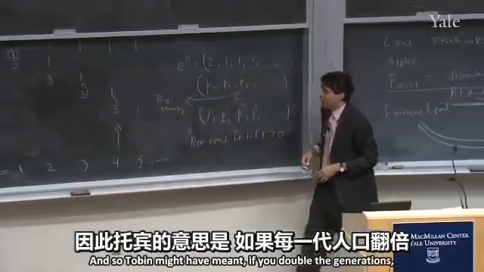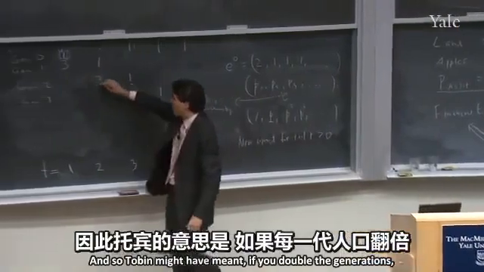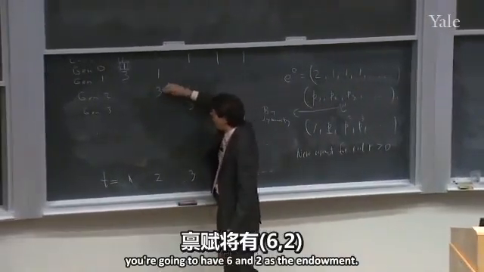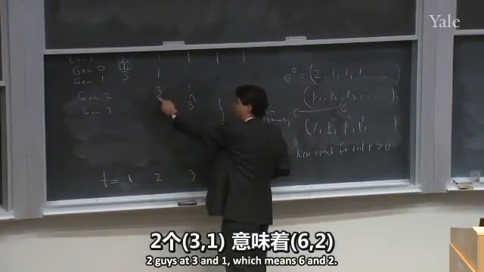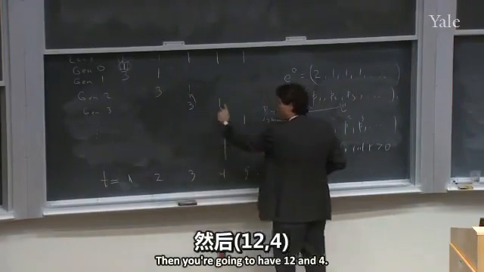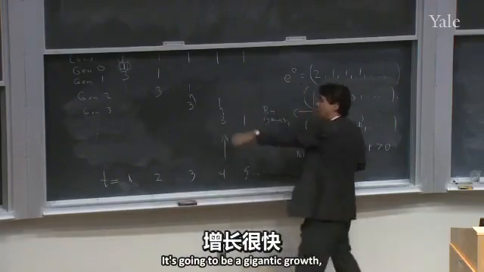And so Tobin might have meant, if you double the generations, you're going to have 6 and 2 as the endowment. You know, 2 guys at 3 and 1, which means 6 and 2. Then you're going to have 12 and 4. It's going to be a gigantic growth.